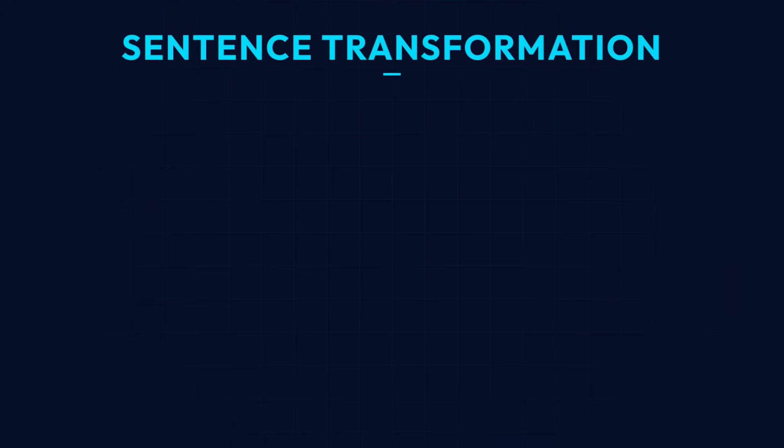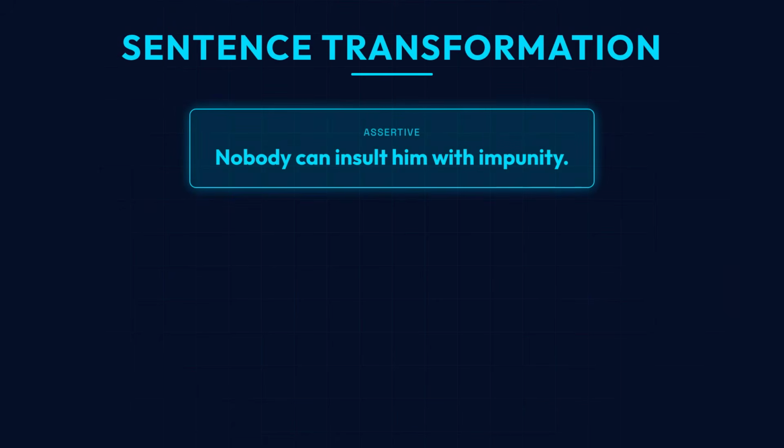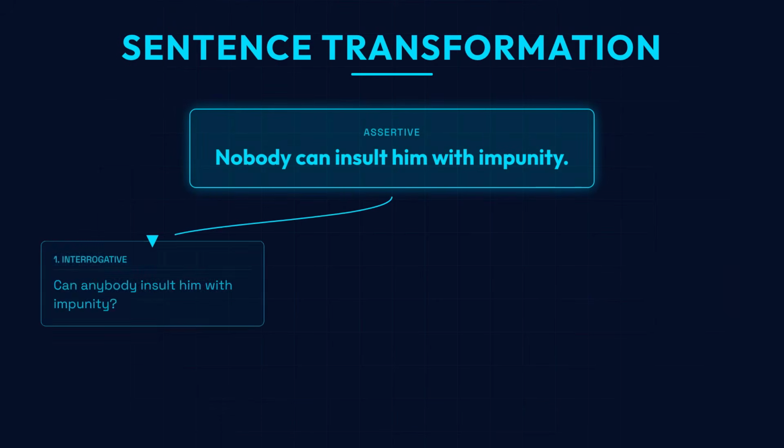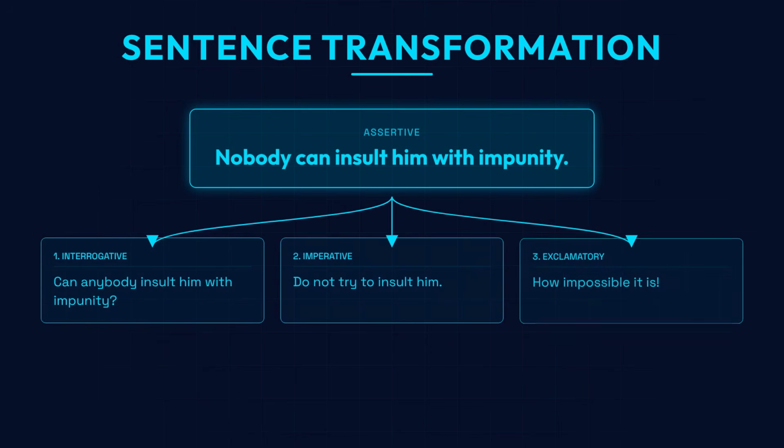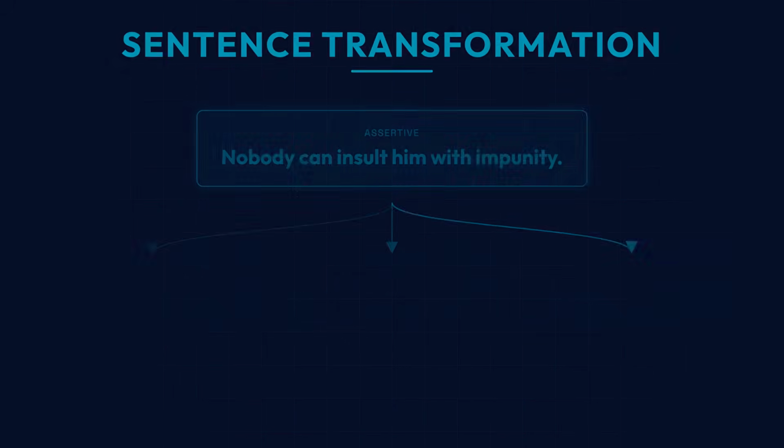Example 2. Assertive. Nobody can insult him with impunity. Interrogative. Can anybody insult him with impunity? Imperative. Do not try to insult him. Exclamatory. How impossible it is.